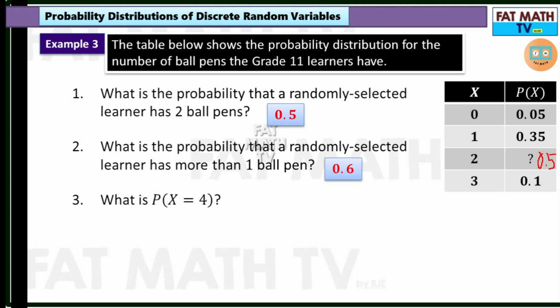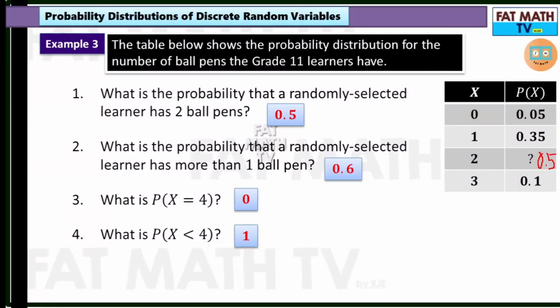Probability that x is equal to 4, there's no 4 there, so 0. Probability that x is less than 4, all of them are less than 4. So we're sure that if you select a learner, he or she has less than 4 ball pens. So that's sure. So 1 whole or 100%.